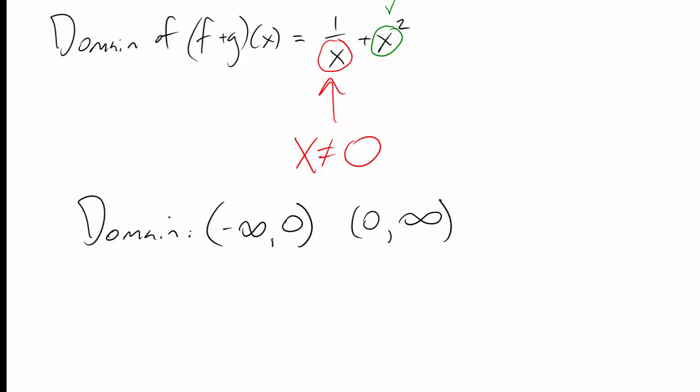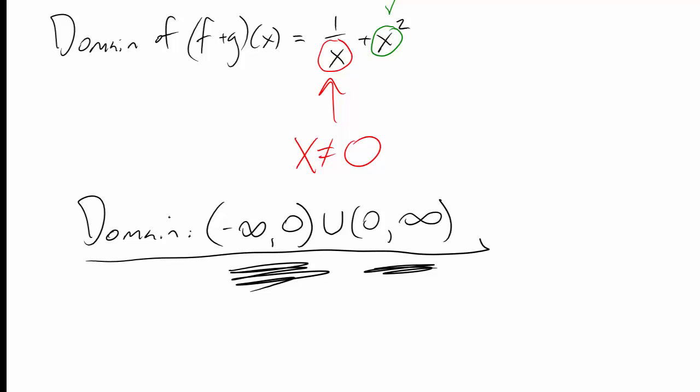This is technically not correct just yet. We need to say that it's the union of these two sets, meaning it's either the numbers less than 0 or the numbers greater than 0. The only way we can do that is to include them both with that or statement. That's a union. And this is our answer for the domain.